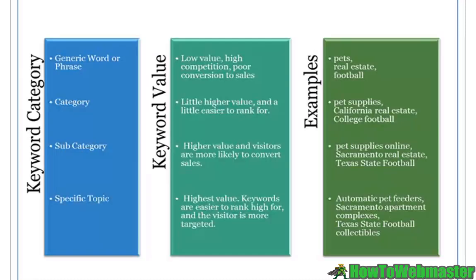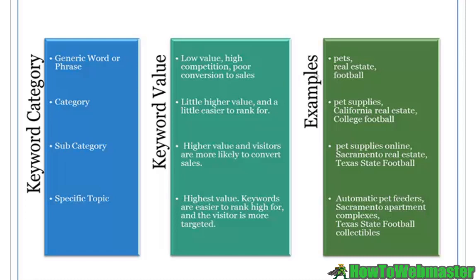All right, we're going to talk a little bit about keywords here in your search engine. First, we're going to start out with just a generic word or phrase. Basically, we're going to go from left to right, then go down and left to right again, and then over to keyword value. Generic words or phrases are going to be low value, high competition, poor conversion to sales. Remember, we're looking for conversions.